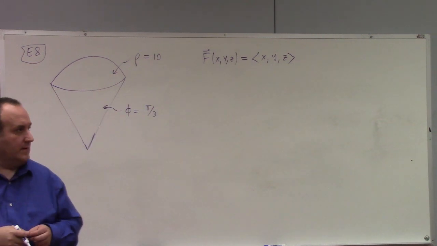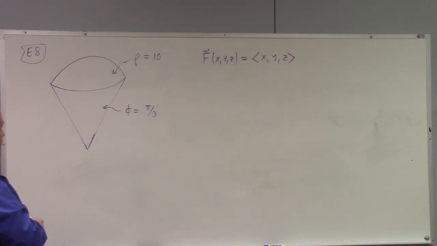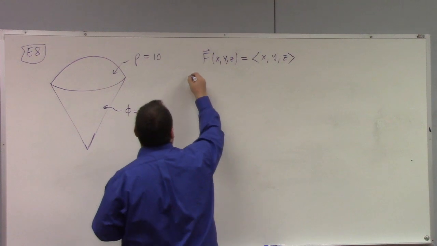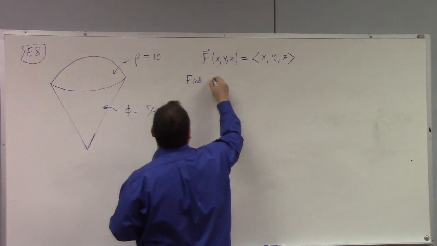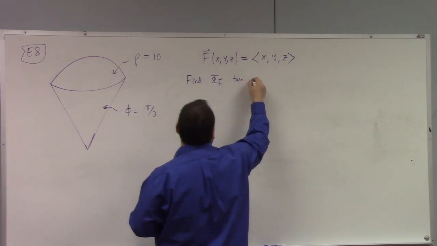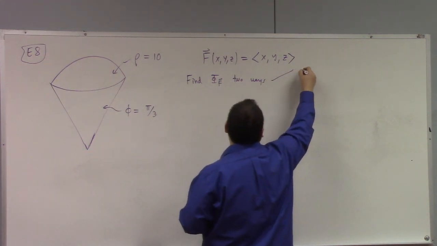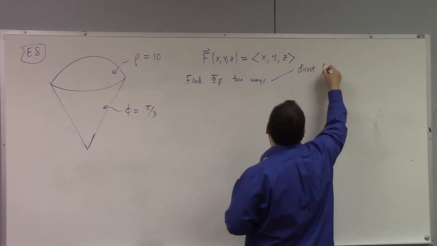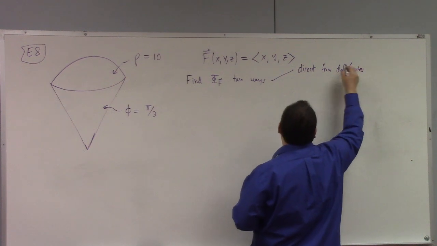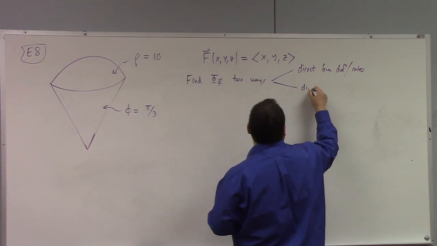Maybe that's too easy. We don't have a lot of time though, I guess. I'd like to calculate it both directly and by the divergence theorem though, okay? So directly, what's that calculation look like? So find the flux of this vector field two ways. One directly from the definition, and the other way is by the divergence theorem.